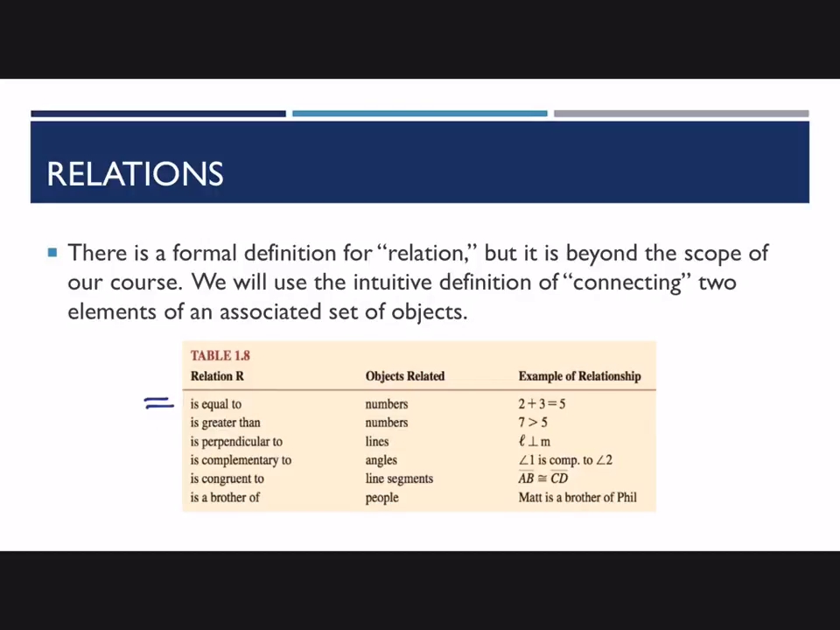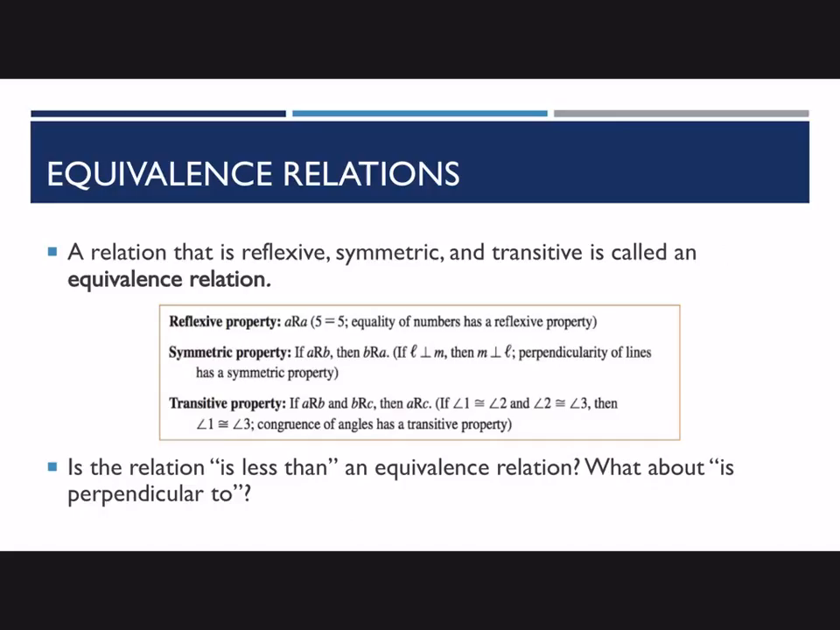Greater than or is perpendicular to, here's some other examples. Here's a non-mathematical one, is a brother of. Okay, that's actually a human type of relation or relationship. So an equivalence relation is a specific type of these relations, and basically these are the ones that function like the equal sign, and that's why we call them equivalence relations.